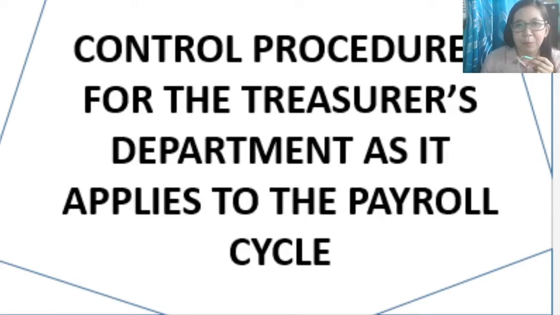Okay, so this is the second part of our personnel and payroll cycle. This time we will be discussing the control procedures for the treasurer's department as it applies to the payroll cycle. Because the treasurer's department has other functions as well aside from their responsibility for paying salaries and wages. If you could notice under the expense and disbursement cycle, the treasurer's department is also involved in the disbursement or payment of the expenses.